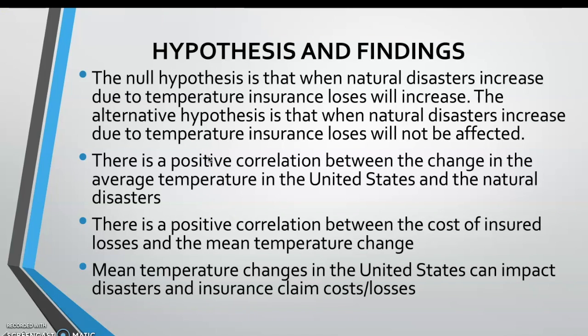Hypothesis and findings. The null hypothesis is that when natural disasters increase due to temperature, insurance losses will increase. The alternative hypothesis is that when natural disasters increase due to temperature, insurance losses will not be affected. There is a positive correlation between the change in the average temperature in the United States and the natural disasters. There's a positive correlation between the cost of insured losses and the mean temperature change. Mean temperature changes in the United States can impact disasters and insurance claim costs as well as losses.